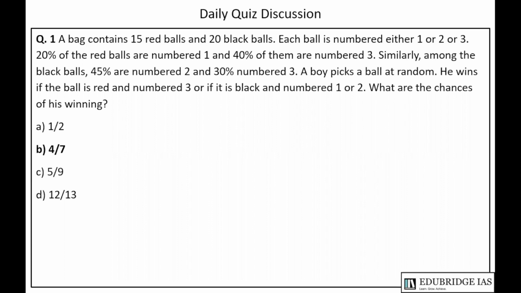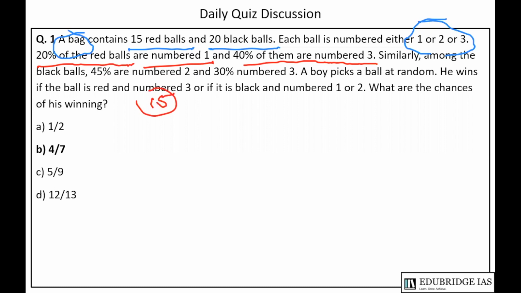In this video, we will discuss the answers to the questions that we had posted in our Telegram channel. So the first question is, there is a bag which contains 15 red balls and 20 black balls. Each ball is numbered either 1, 2 or 3. The question says that 20% of the red balls are numbered 1 and 40% of them are numbered 3. So these are the 15 balls.